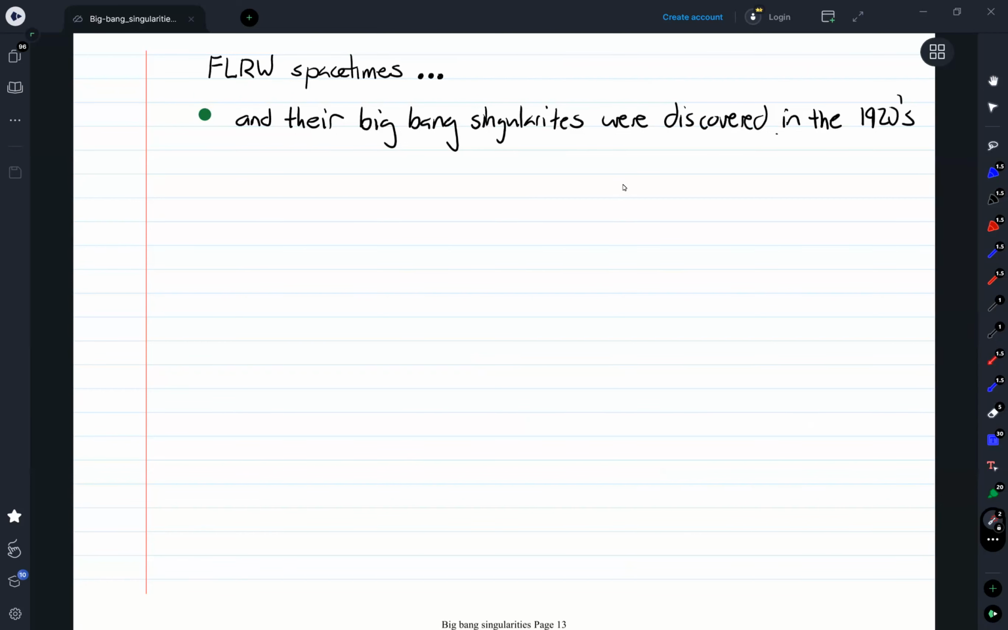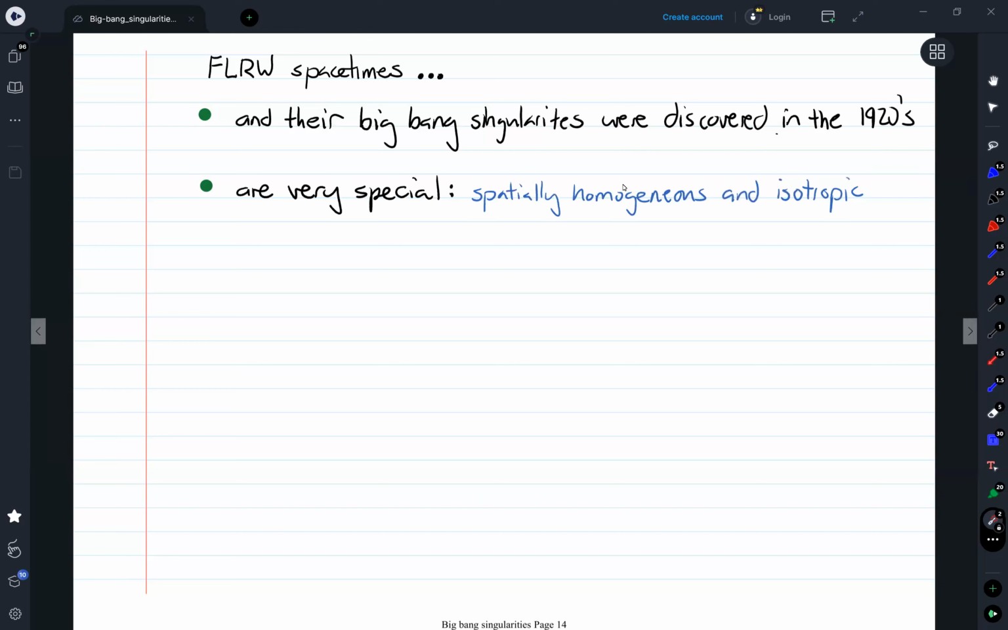Okay, just a little bit of history. The FLRW spacetimes were discovered in the 20s by Friedman and Lemaitre, and then later, Robinson and Walker did some analysis of this. So already in the 20s, they discovered these solutions and noticed that they had this singularity in them. In the beginning, it was very problematic how to interpret this singularity. Is it real? Is it something we should take seriously? Does it have any physical meaning? There were discussions about this right after.